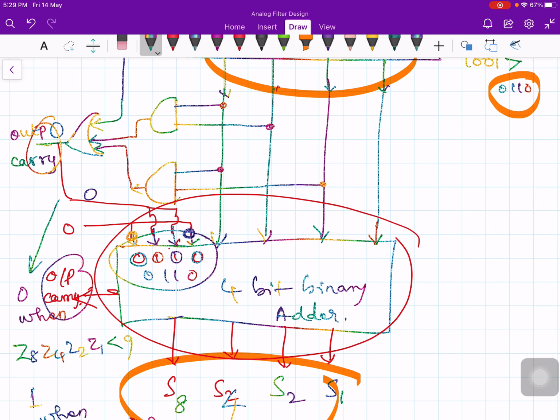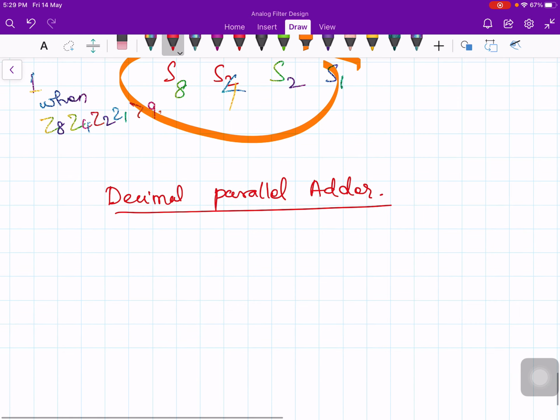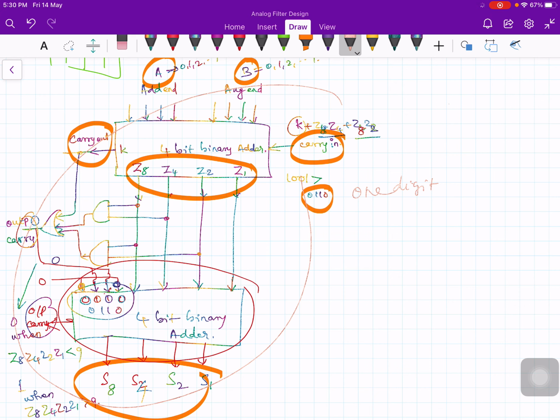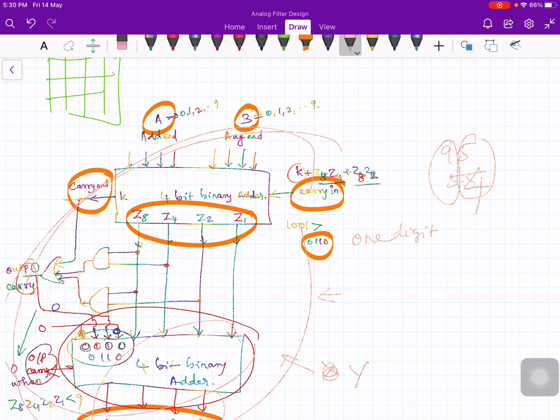Therefore, in case you want to consider a decimal parallel adder, then what will you do? You take this setup for one digit. Suppose you want to add 94 plus 55, or 54, then 5 plus 4 will be added in this setup, and you take one more setup like this, put it in parallel form, so that these two digits will be added. Let me call this y and then x, the same setup. Okay, you put the same setup here. So these two 4-bit binary adders are placed side by side.